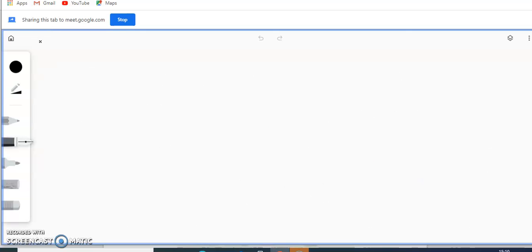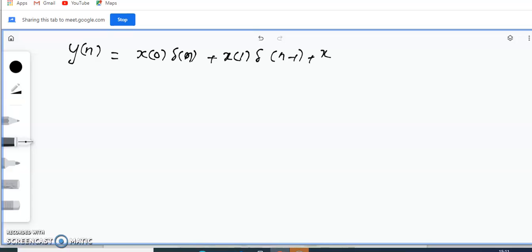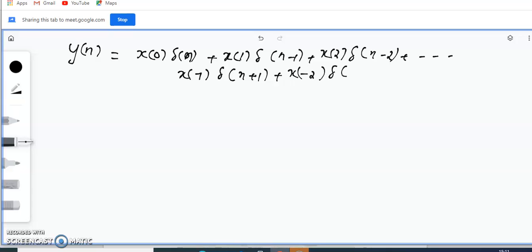The equation I am going to write is, I am calling the signal y of n. You are going to reconstruct y of n and that is actually equal to the summation. What is that? x of 0 into delta n plus x of 1 into delta n minus 1 plus x of 2 into delta n minus 2 plus etc. Along with that we have x of minus 1, isn't it? x of minus 1 into delta n plus 1 plus x of minus 2 into delta n plus 2 plus etc. That means it is extending from minus infinity to plus infinity.